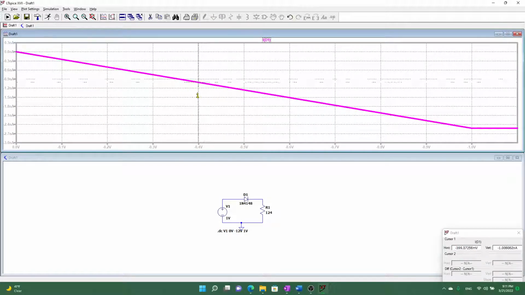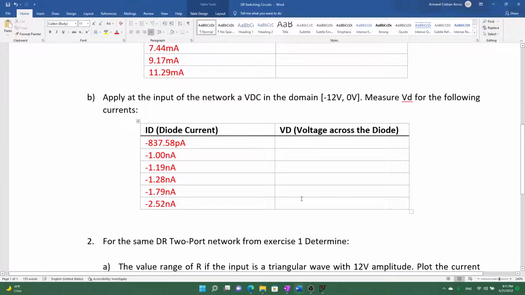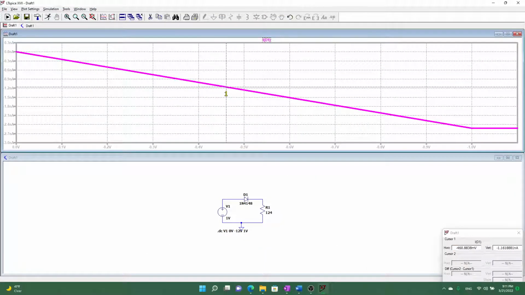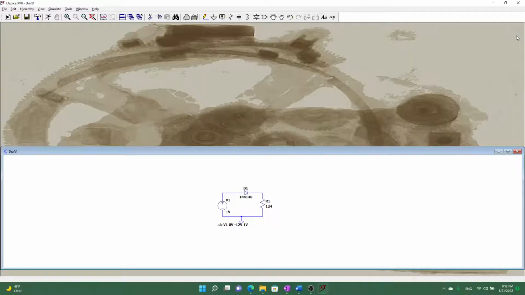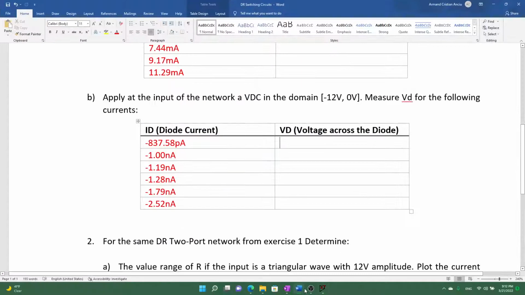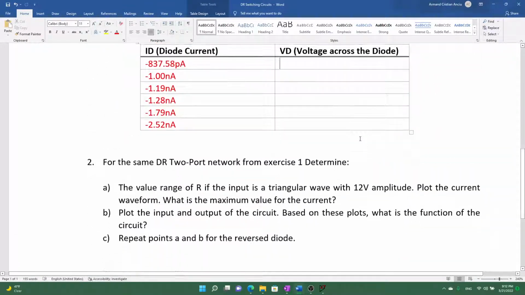If we go further, for minus 1 nanoamp, it's minus 396.67 millivolts. You could write it here. And for minus 1.19, go further down, it is minus 475.28 millivolts. Okay, so that's how you perform an analysis. Again, you can do these computations yourself.